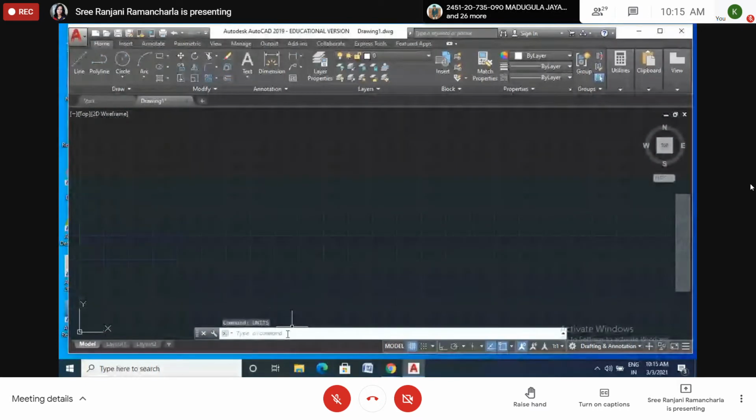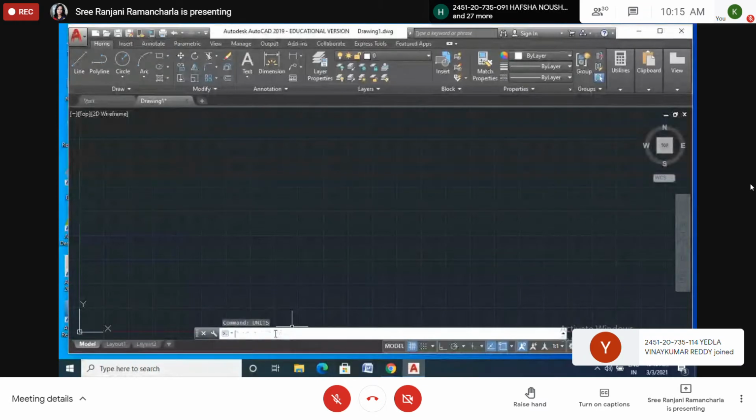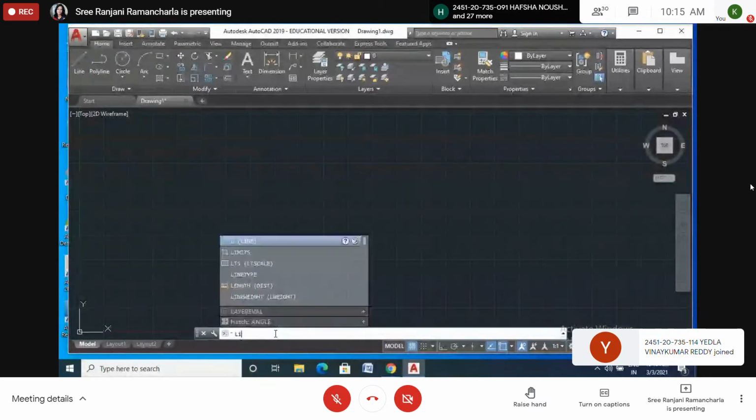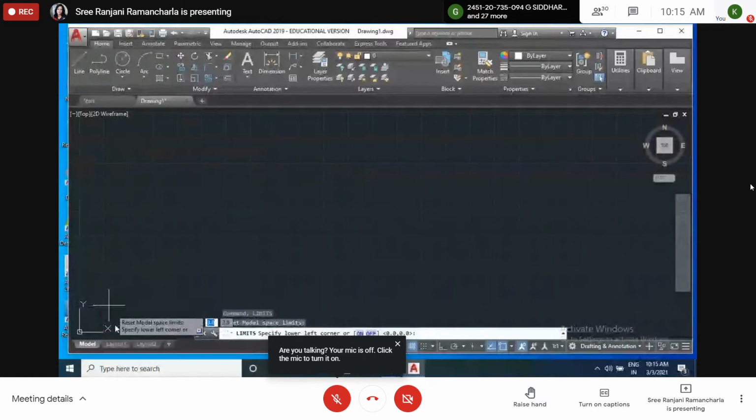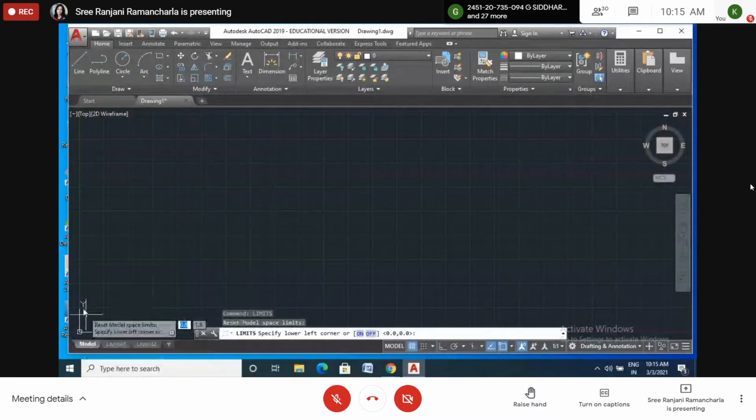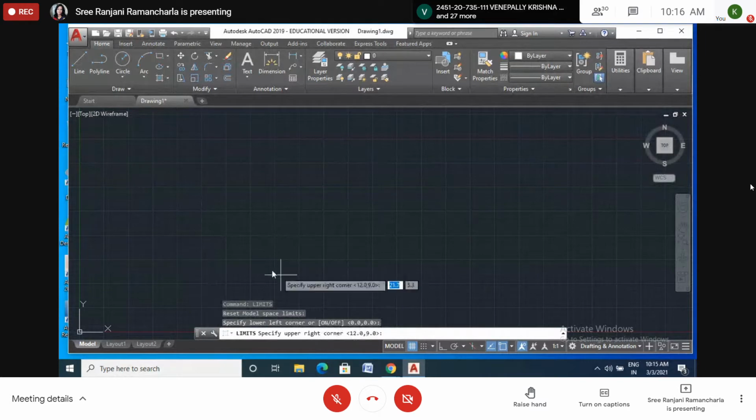But here we select the limits. Limits. It asks to specify the left corner. Left corner means this corner. This is the x-axis and this is the y-axis. So of course the left corner will be 0,0. X-axis is 0 and y-axis is 0. Here you see, this is okay, not required to change. Then enter. And we see here 12,9. If it is like this only, it means 12 mm and 9 mm.